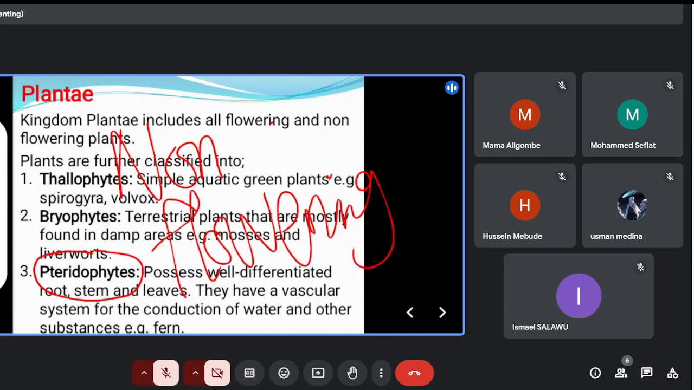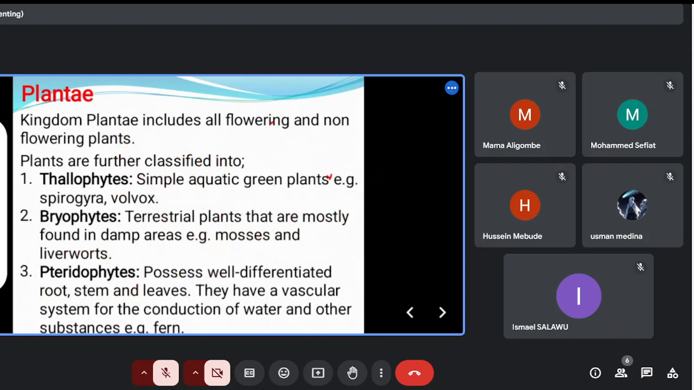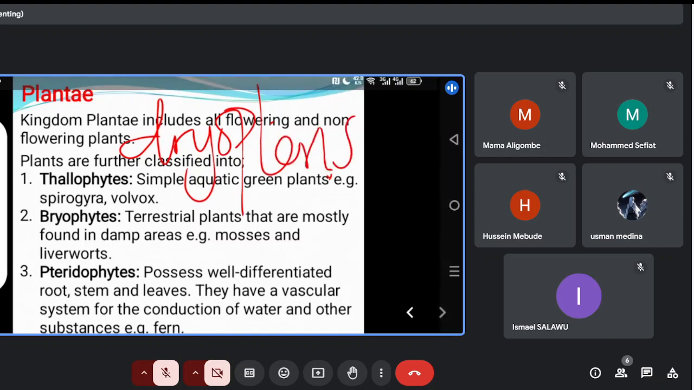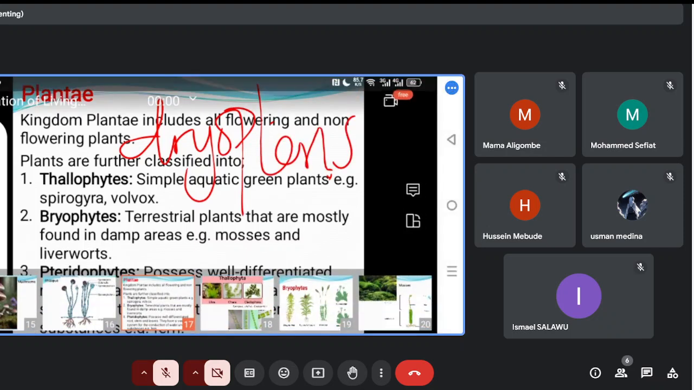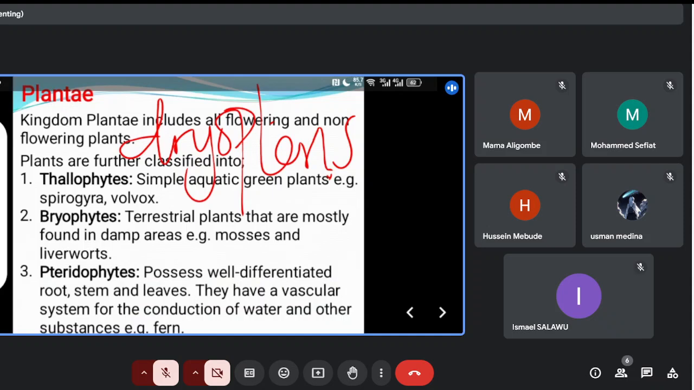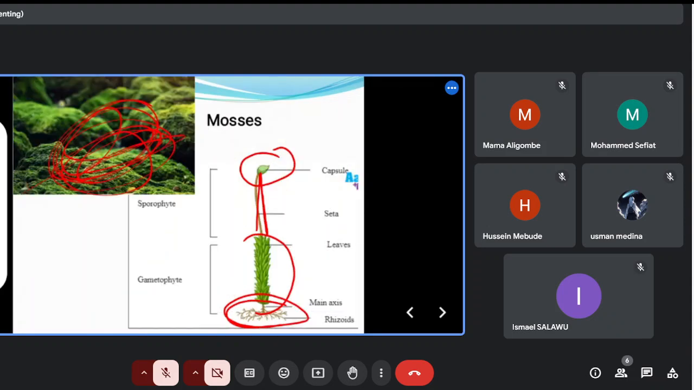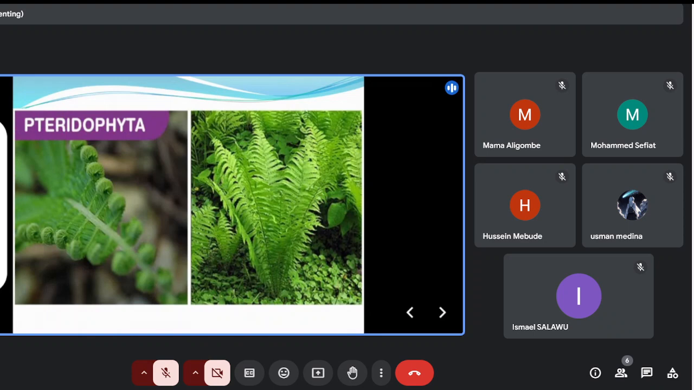The ferns are known as Dryopteris. So if you do not see fern in the text or questions, and you see Dryopteris, those are ferns. I will show you the structure now in the next slide. These are ferns. Have you seen this type of plant before?